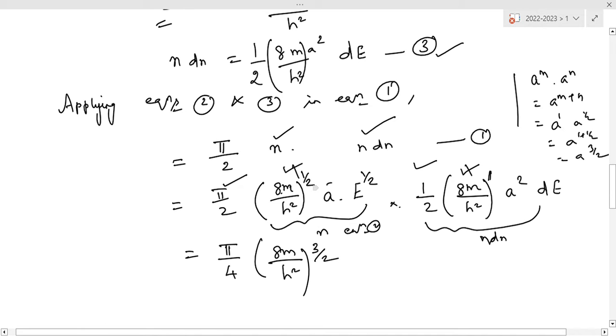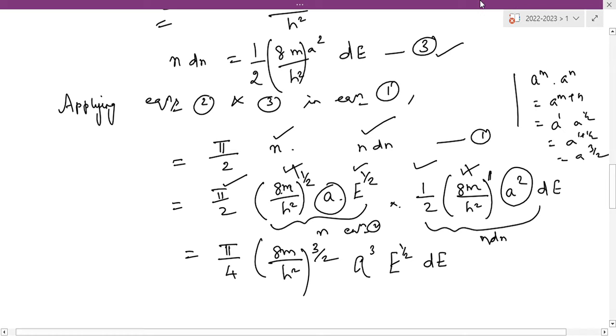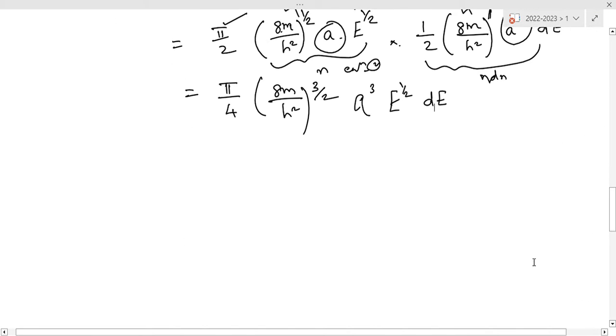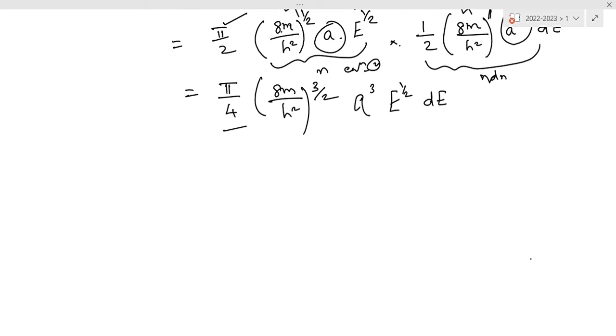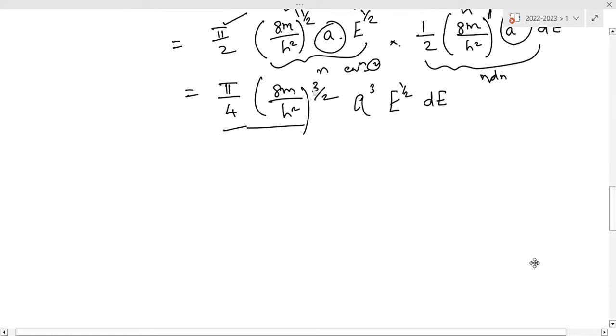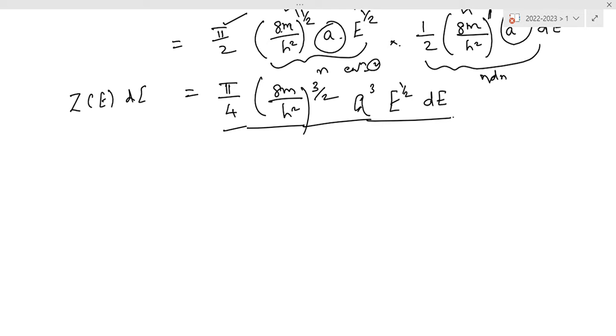Then a square here, I am writing it as a cube. Then E power half. So we have consolidated this as pi by 4, 8m by h square, the whole power 3 by 2, and then a cube E power half dE. So density of energy states for the volume a cube is given here.